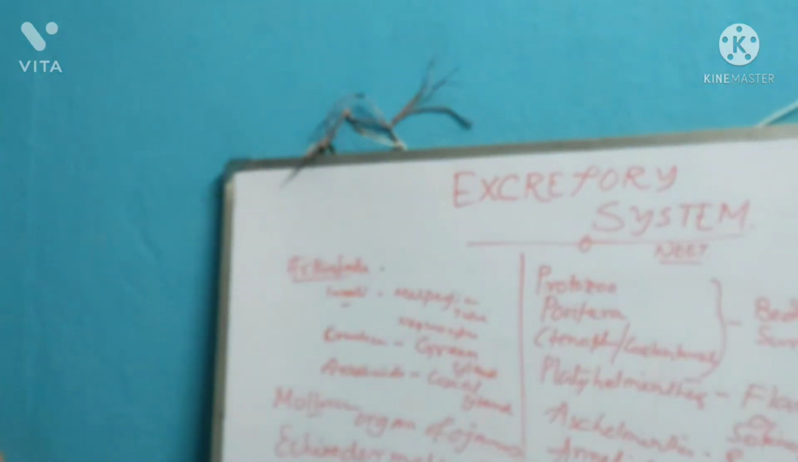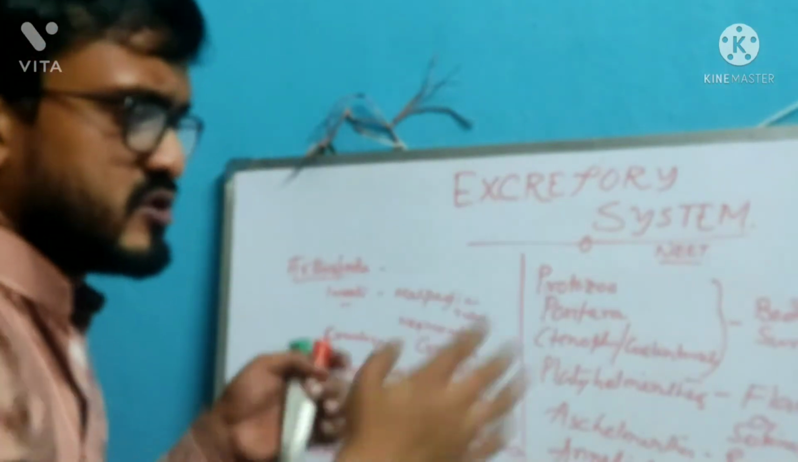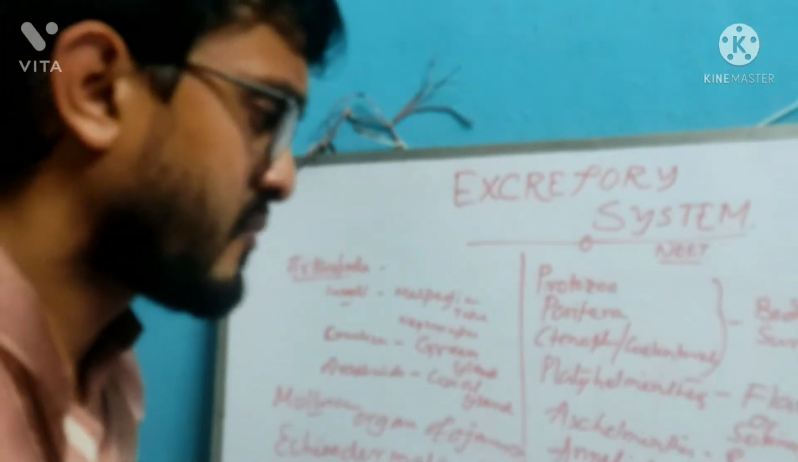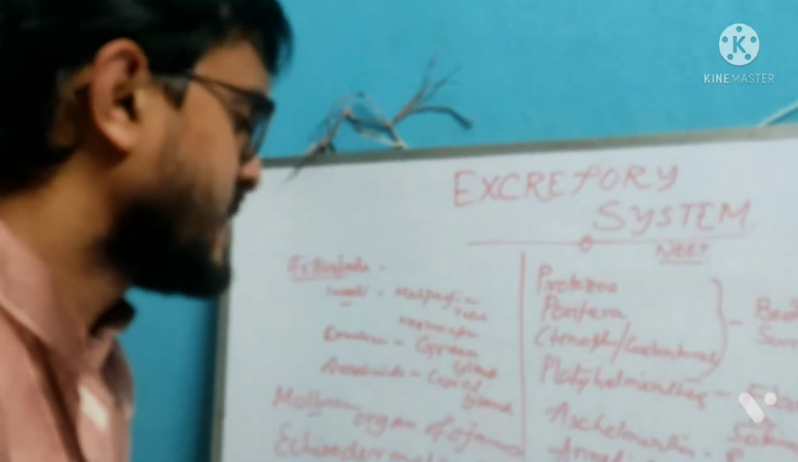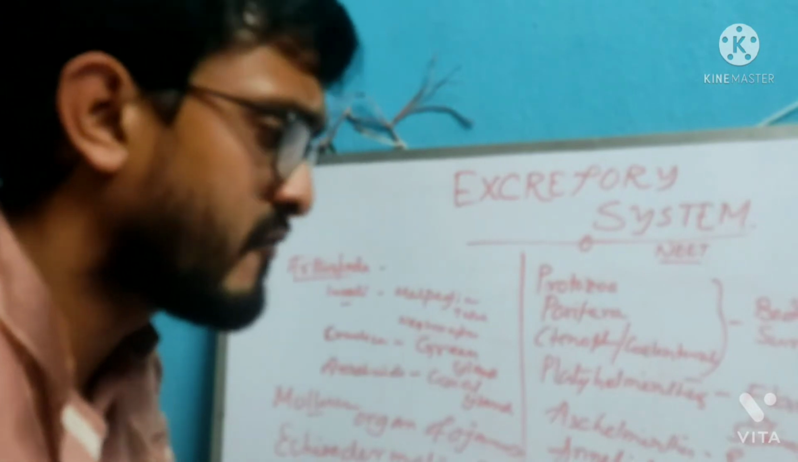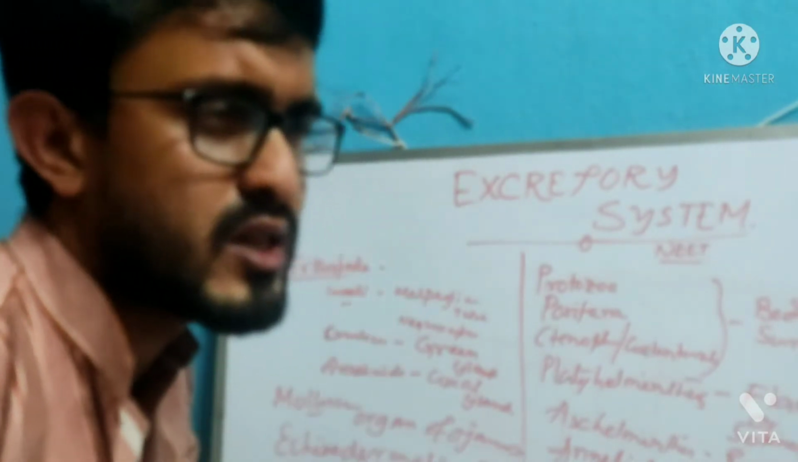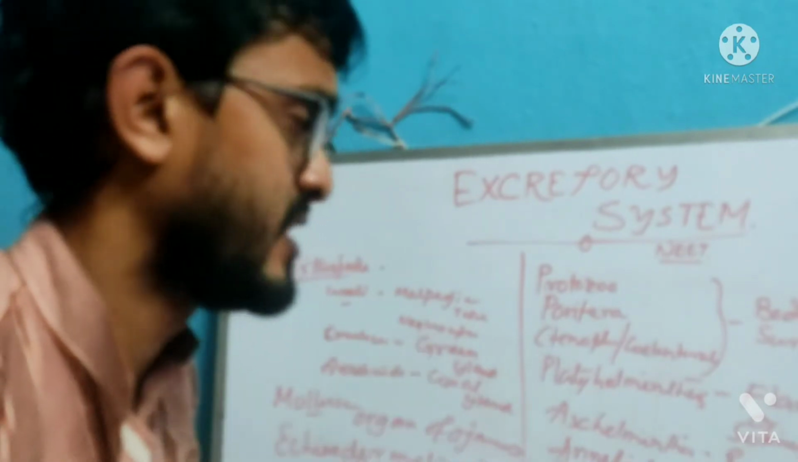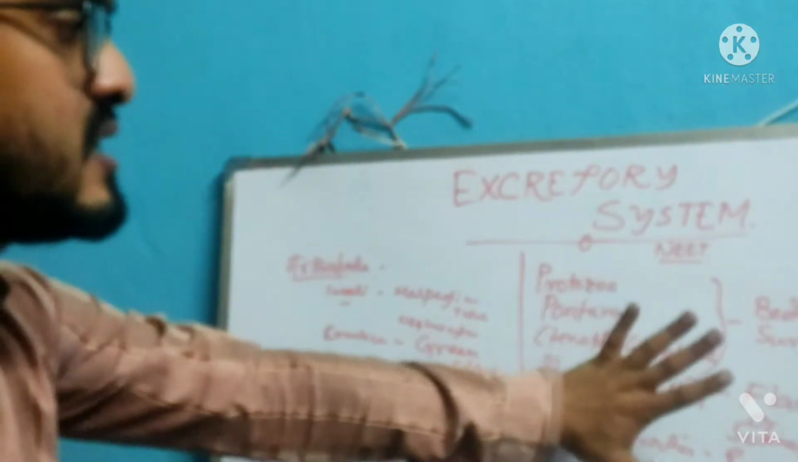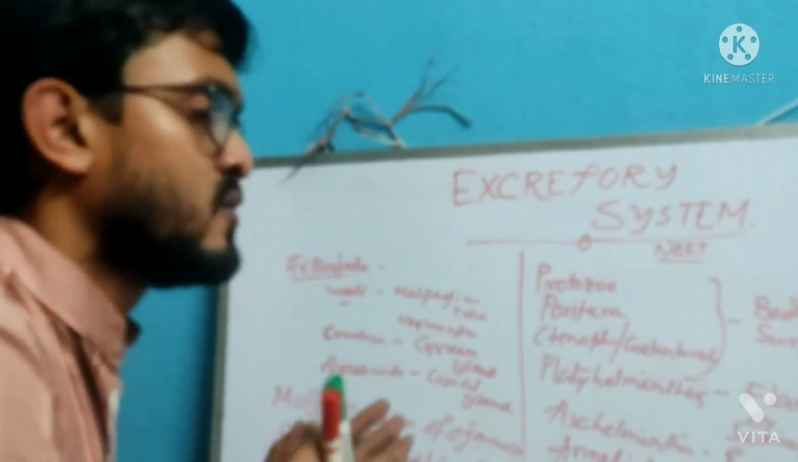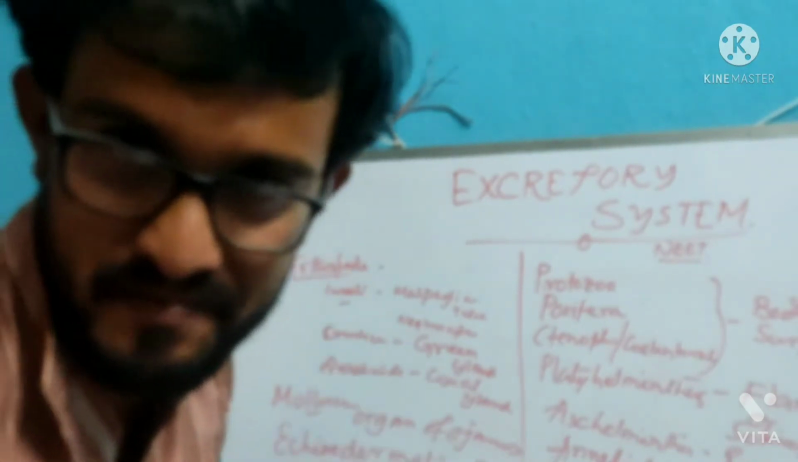Now, these are basically the invertebrate or non-chordate groups. In hemichordates, they have the proboscis gland. In the case of urochordates, they have neural glands or nephrocytes. In the case of cephalochordates, there are protonephridia. So basically, these are the different excretory organs, each necessary for a unique purpose.